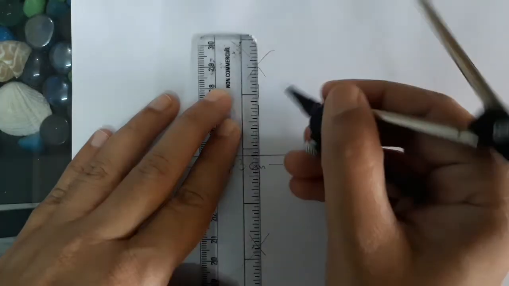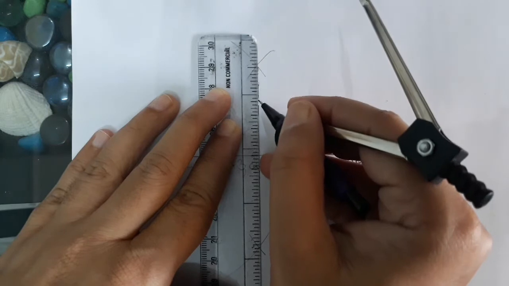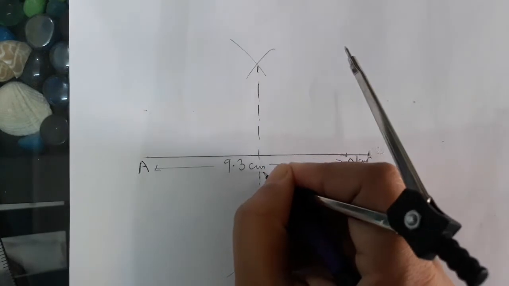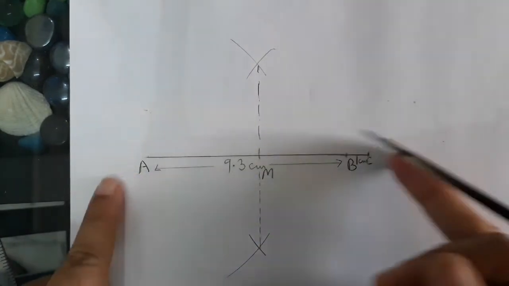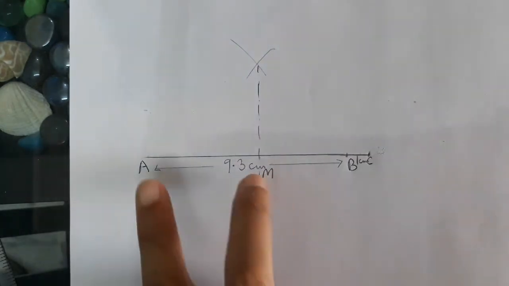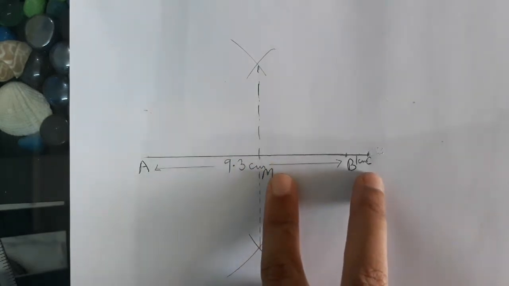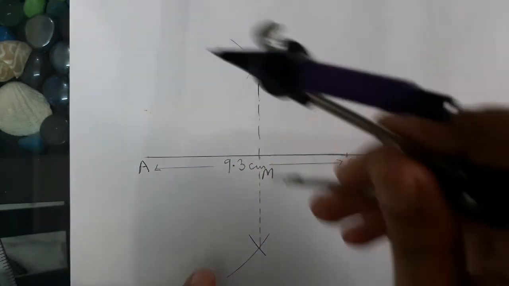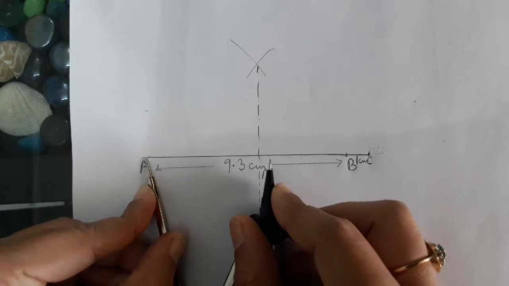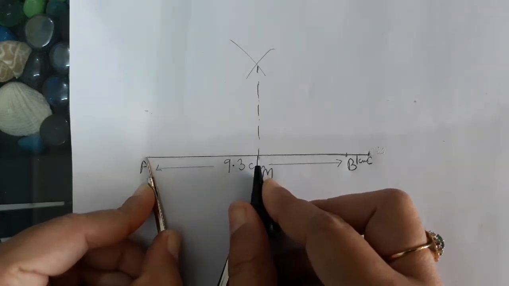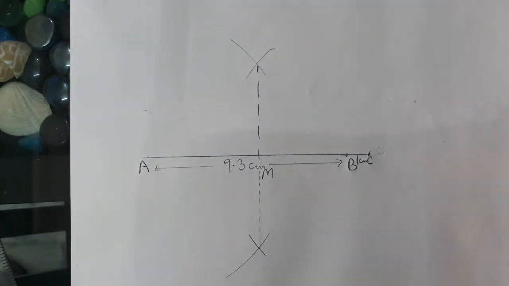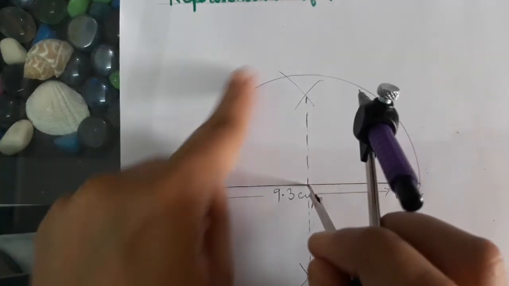Now we join these arcs with the help of a dotted line to get the perpendicular bisector. We obtain the midpoint M. M is the midpoint of AC. Since this is the perpendicular bisector, AM is equal to MC. Now with M as center and AM as radius, we draw the semicircle. So this is the semicircle obtained.